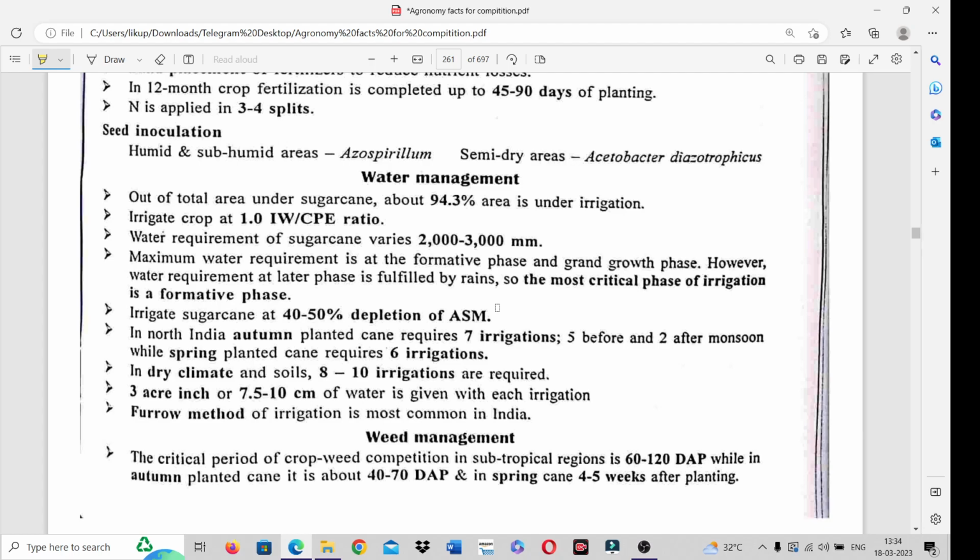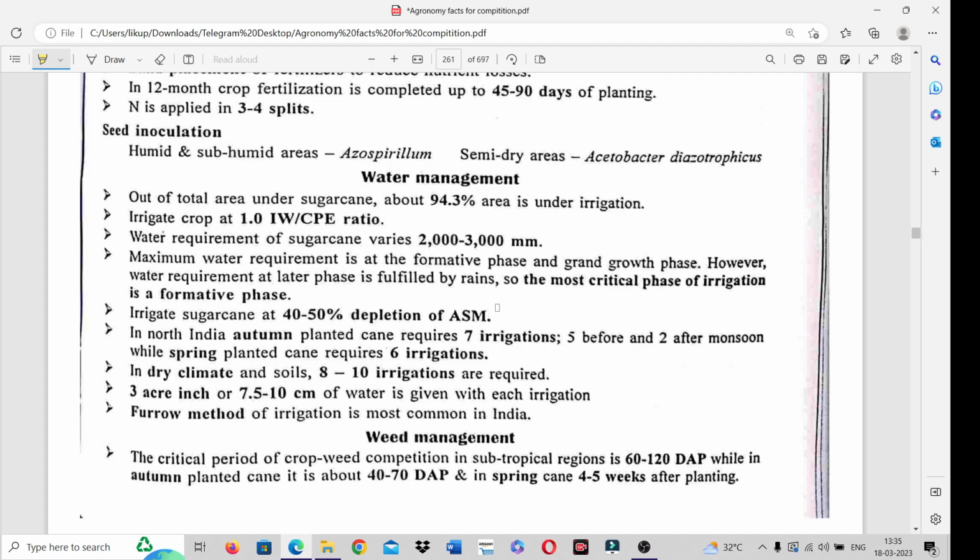Then the water requirement of sugarcane varies from 2000 to 3000 mm. The maximum water requirement is at the formative stage and grand growth phase. However, the water requirement at the later phase is fulfilled by rains, so the most critical phase of irrigation is the formative phase. Irrigate sugarcane at 40 to 50% depletion of available soil moisture.